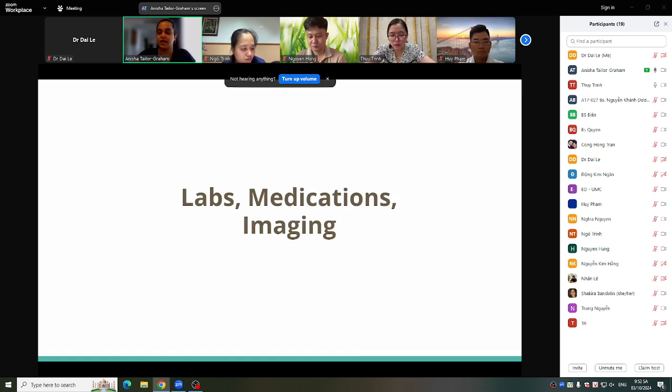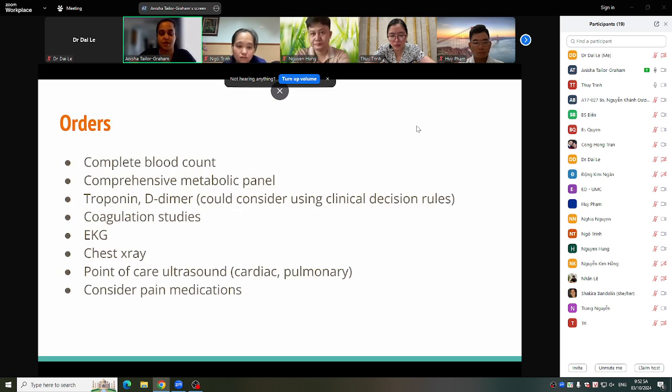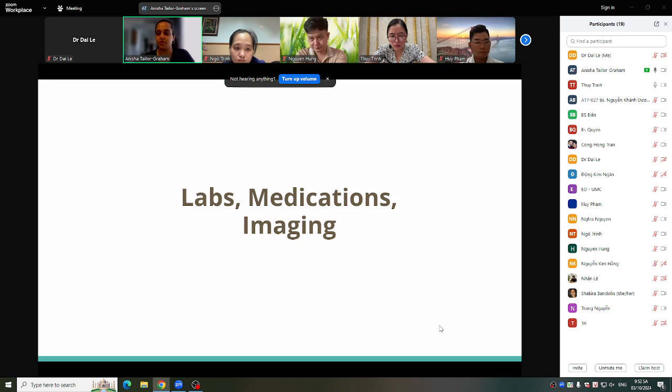And then for this patient, as of right now, what are some labs that we should be ordering, any medications that you might want to give the patient, and then any imaging studies that you might want to get.